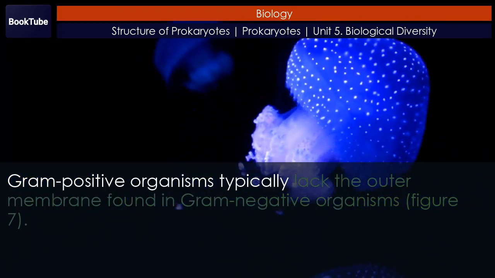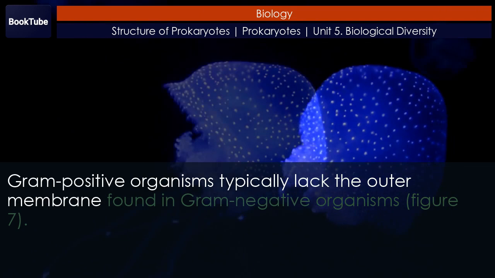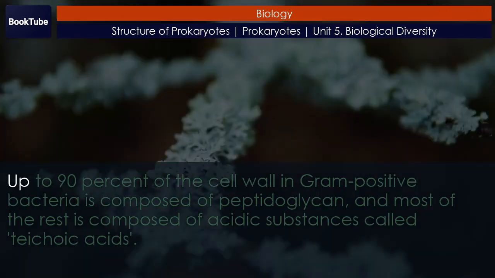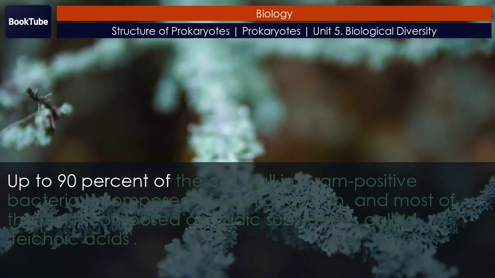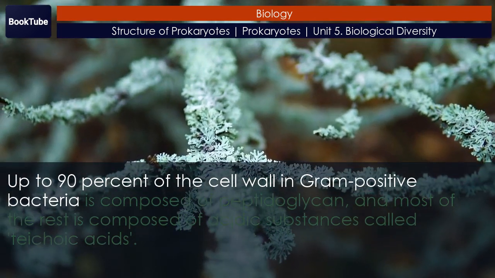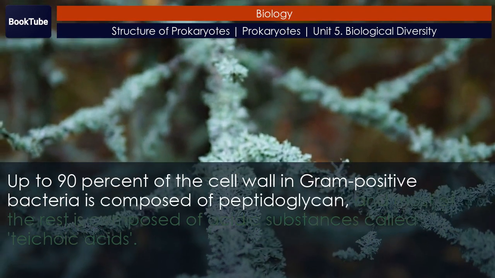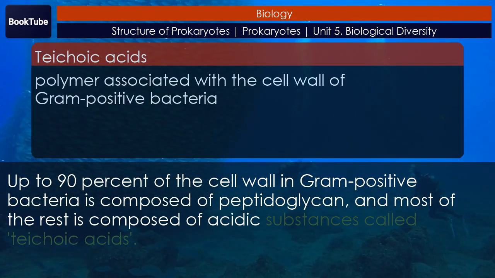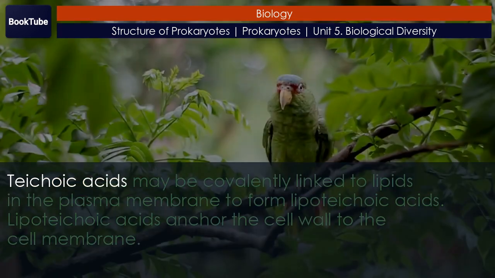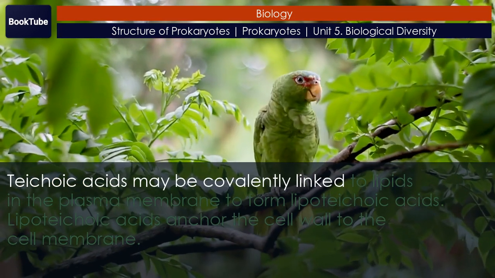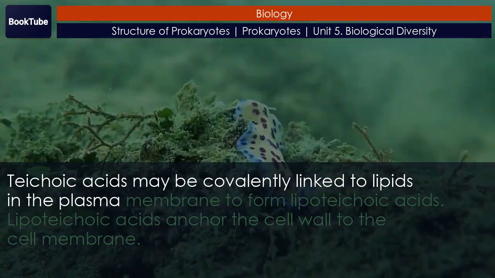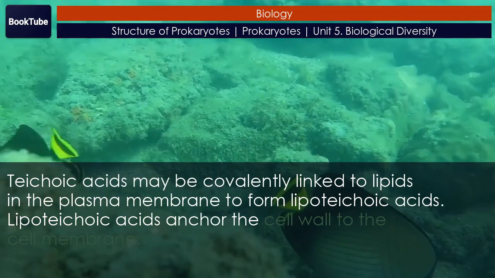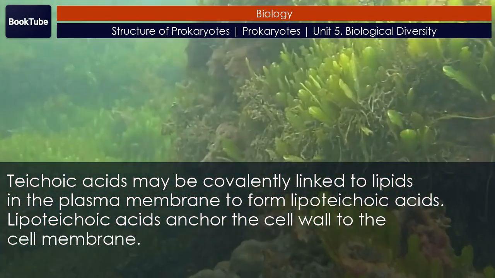Gram-positive organisms typically lack the outer membrane found in gram-negative organisms. Figure 7. Up to 90% of the cell wall in gram-positive bacteria is composed of peptidoglycan, and most of the rest is composed of acidic substances called teichoic acids. Teichoic acids may be covalently linked to lipids in the plasma membrane to form lipoteichoic acids. Lipoteichoic acids anchor the cell wall to the cell membrane.